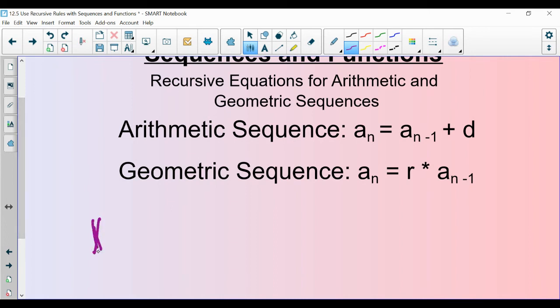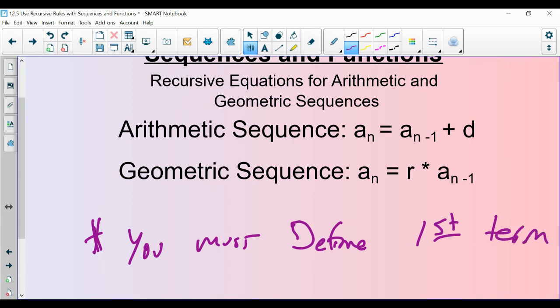And then, big star here, reminder: you must define the first term, or you will be half wrong. You will never be able to produce the sequence if you don't have the first term. It's built upon that. So make sure you do include the first term. All right, let's take a look at an example here.